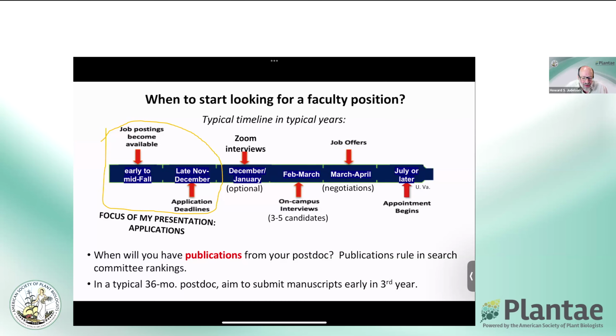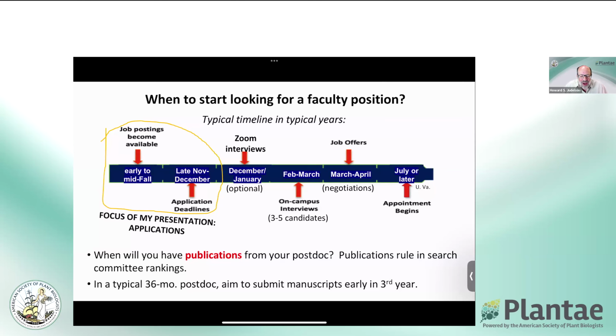Okay, so what I'm going to be focusing on, because we have limited time, is the application process. Okay, so one thing that you need to think of is the timing of your postdoc relative to the schedule that's shown here, particularly publications. Publications are probably the most important in your application, and you want to ask yourself, when will you have publications from your postdoc? So if you're doing a typical 3-year postdoc, you should really plan on having manuscripts submitted early in your 3rd year. So hopefully when you start applying, on your curriculum vitae you'll be able to list publications on your record. And I'll talk more about that later.